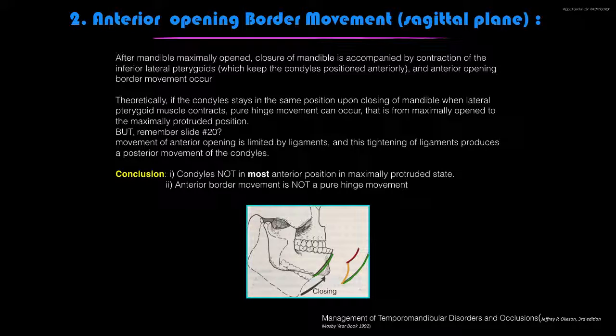But if you remember slide number 20, movement of anterior opening is limited by the ligaments, and this tightening of the ligaments produces a posterior movement of the condyles.